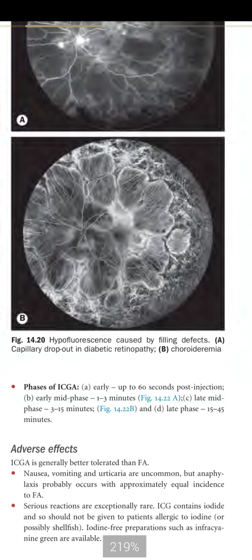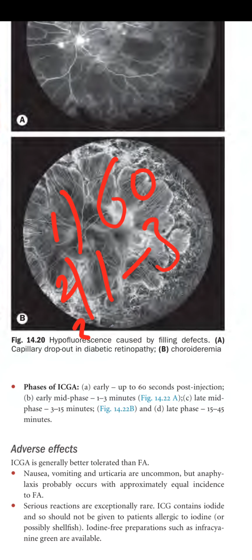Phases of ICGA: an early phase up to 60 seconds post injection, an early mid phase of 1 to 3 minutes, a late mid phase of 3 to 15 minutes, and a late phase of 15 to 45 minutes. So the phases depend on the time.